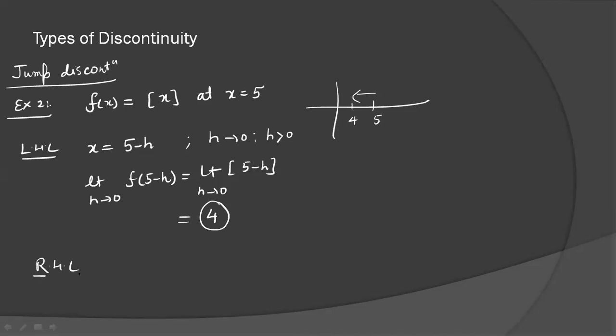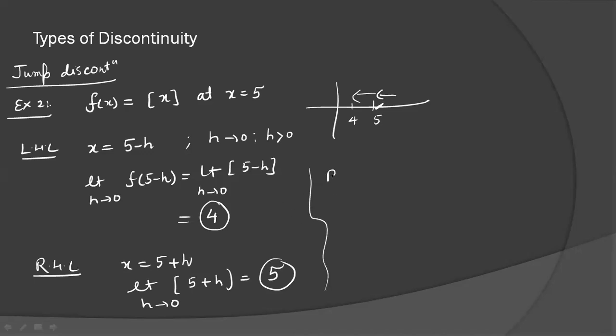What about the RHL? X equal to 5 plus h, then limit h tending to 0, greatest integer of 5 plus h. 5 plus h means you are greater than 5, then what will be the greatest integer for it? It will be 5. Both limits exist and are finite, but the left hand limit at 5 is not equal to the right hand limit at 5 of f of x. So this function has jump discontinuity.